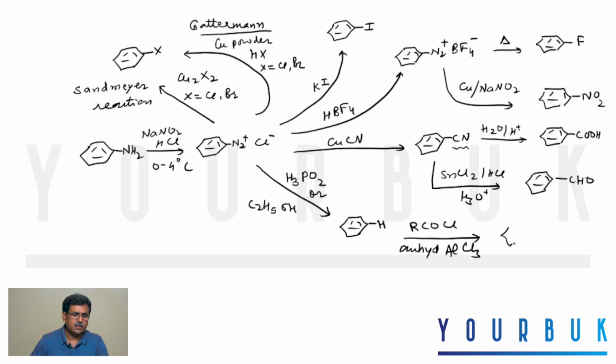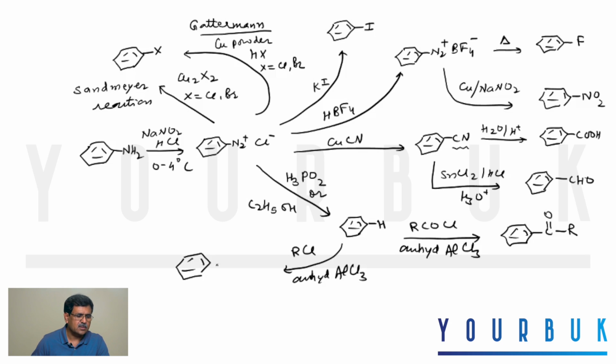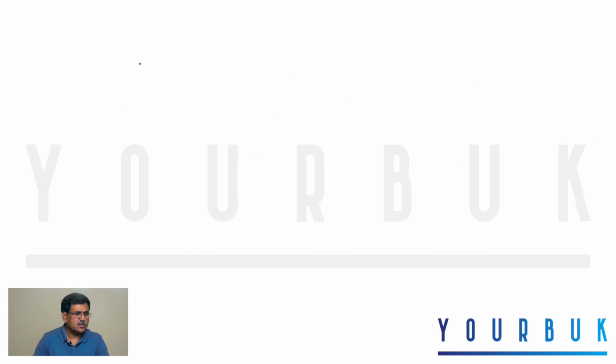Now this is an aromatic ketone. And we can also prepare alkyl benzene using Friedel-Crafts alkylation, anhydrous AlCl3, it gives an alkyl benzene. So the point is this NH2 group on the benzene can be changed into any functional group of your choice via diazonium salt. Now we'll discuss one or two questions on how to use this flow chart of diazonium salt.